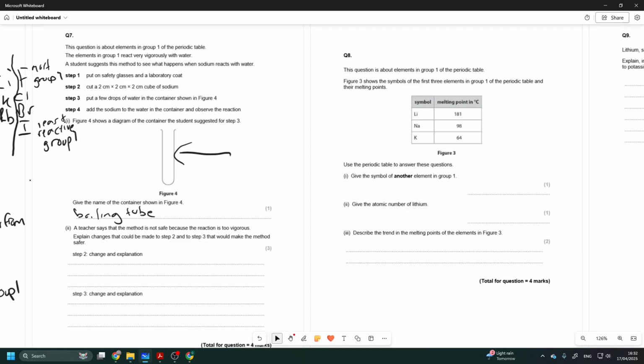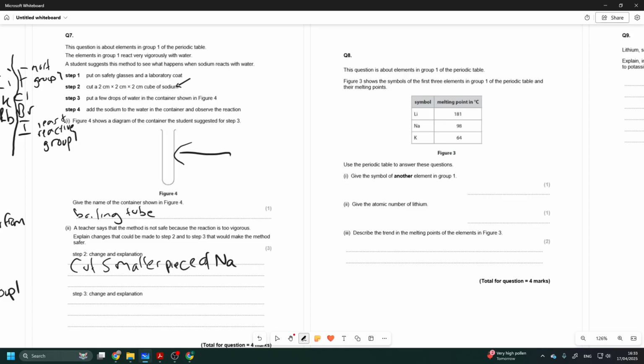Now, the teacher says the method is not safe because the reaction is too vigorous. Give a change that can be made to step 2. Now, 2 centimeters by 2 centimeters by 2 centimeters. That is a huge piece of sodium. That is a massive piece of sodium. That's more sodium than even I would put in, and I'd love to put a big piece of sodium in. It goes bang, everyone's excited. That is huge. So what you would do is cut a smaller piece of Na.